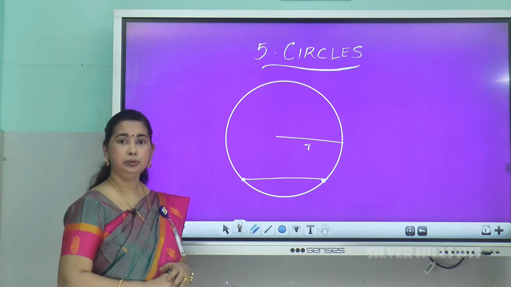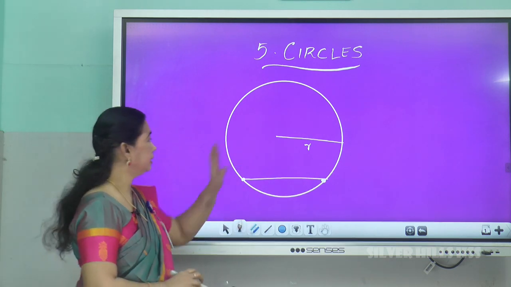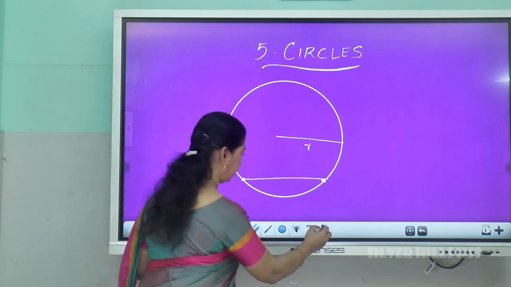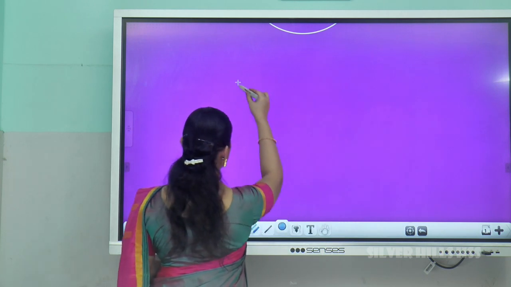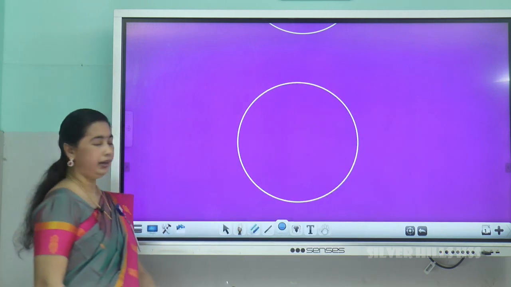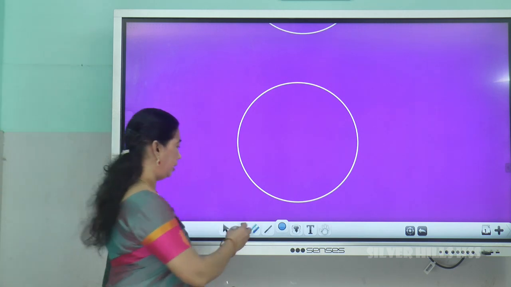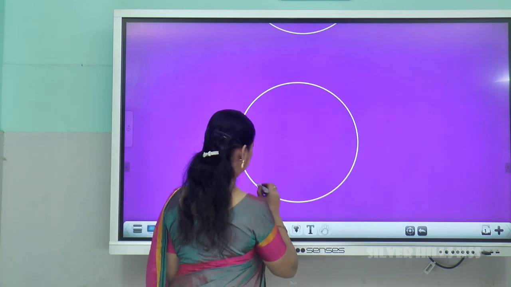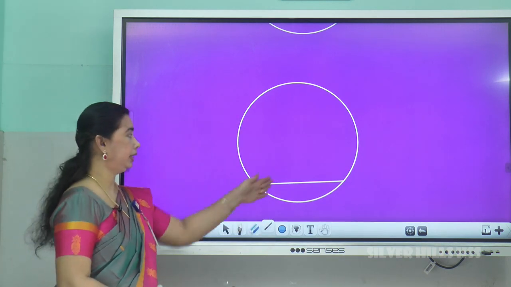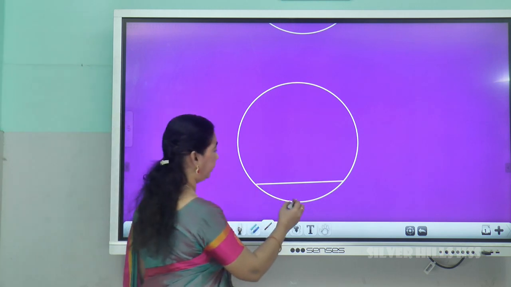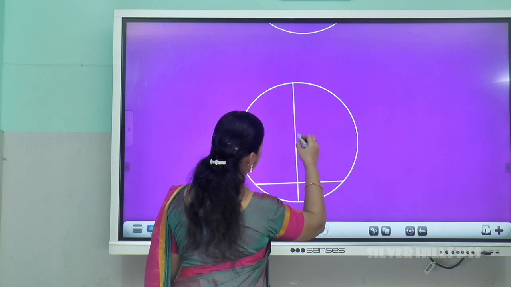Now, let us move on to how to find the center of the circle. Here the center is not given. Suppose I am drawing a circle whose center is not given. I do not know where the center is. How to find the center of the circle? For that, let us draw a chord, and also the perpendicular bisector of that chord.